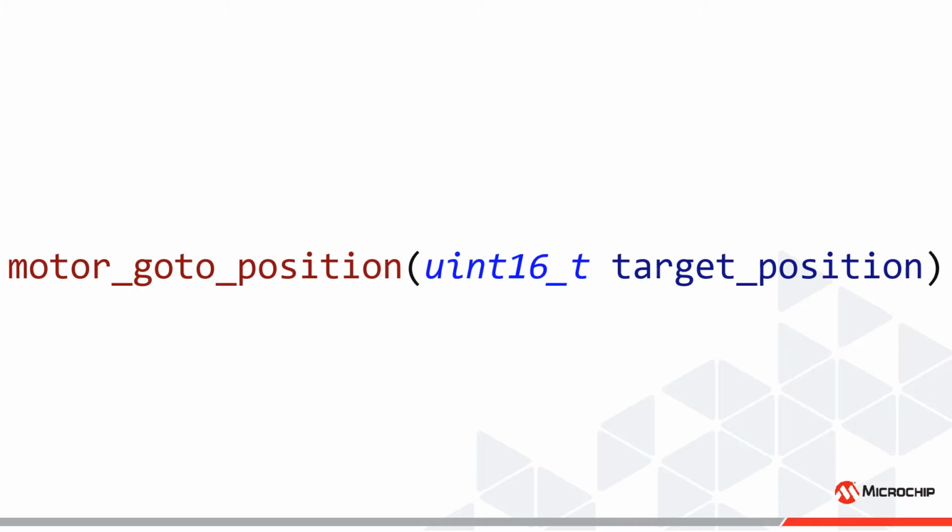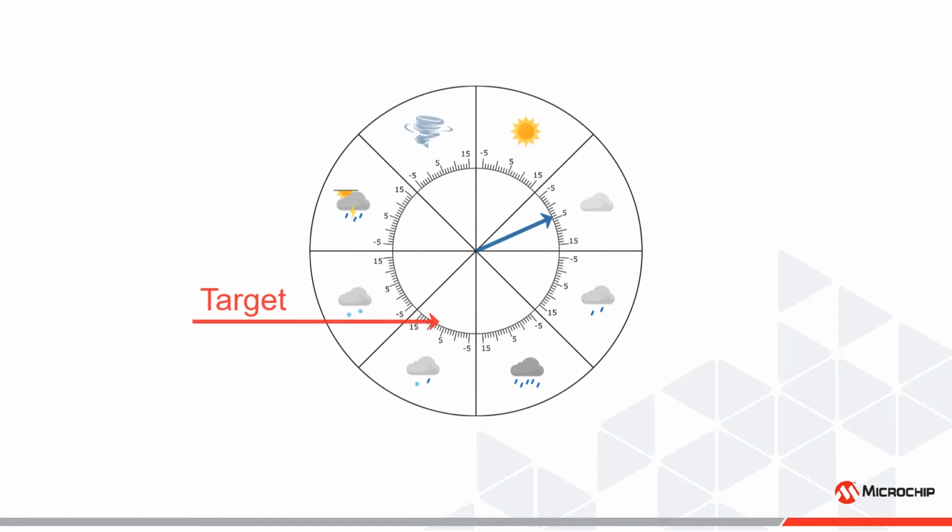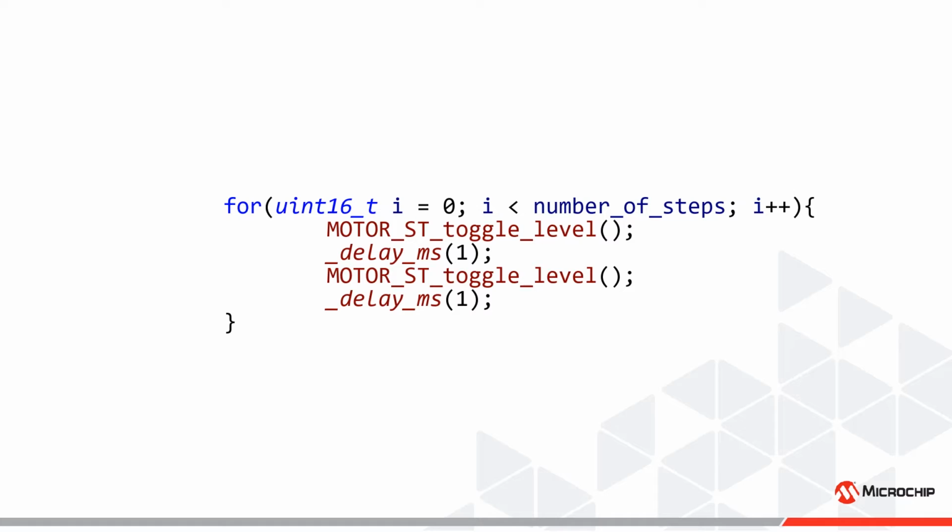We implement the go-to-position function to move the clock hand to the desired position. It takes in a target position, which is a number between 0 and 200. Based on the current position of the clock hand, it rotates the appropriate number of degrees to reach the desired position. The stepper 2 click executes one step for every pulse it gets on the step pin. To keep it simple, we can toggle the step pin manually to get the desired number of steps, as such.